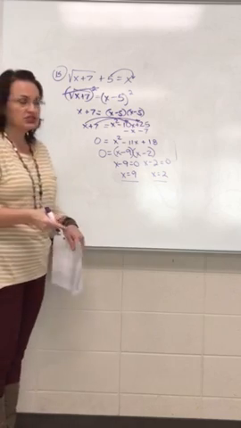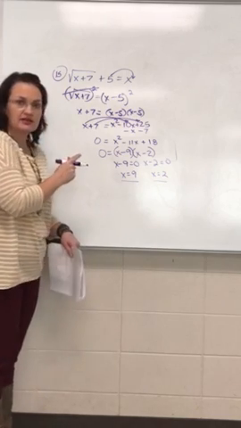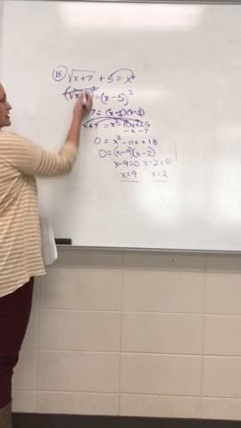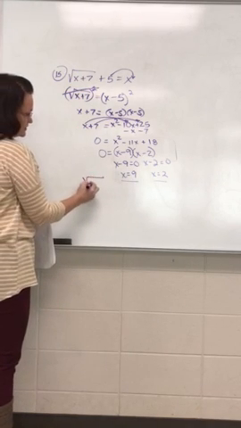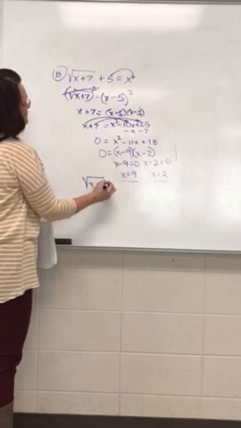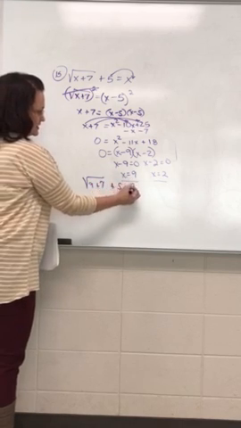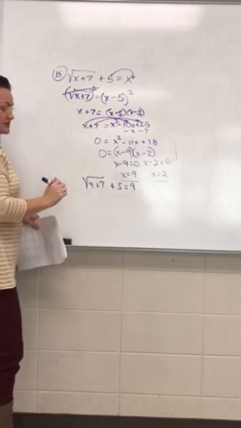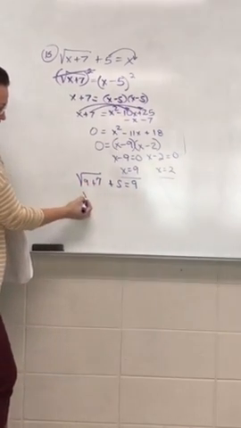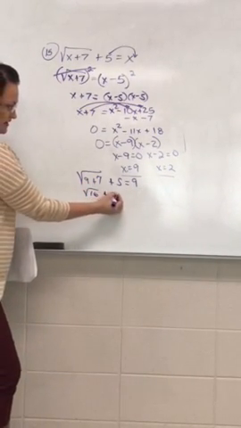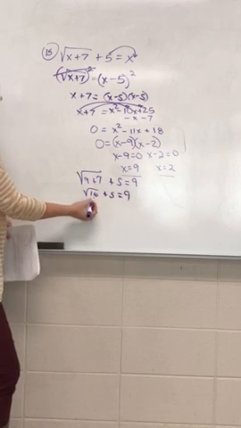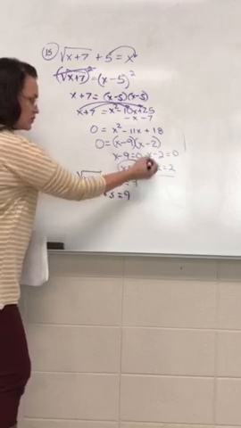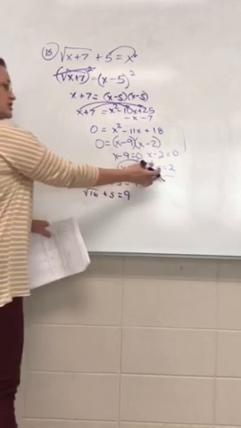Now again, I said potential because we have to check these back in the original equation to make sure they work. So one at a time, plug into the original equation. We plug in 9 for each one of these x's. So 9 plus 7 is 16, square root of 16 is 4, 4 plus 5 is 9. That is true. So that solution works.